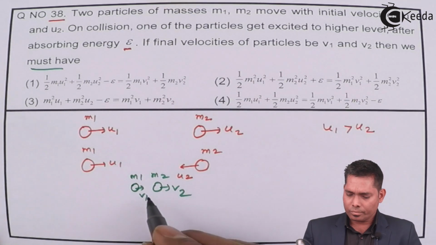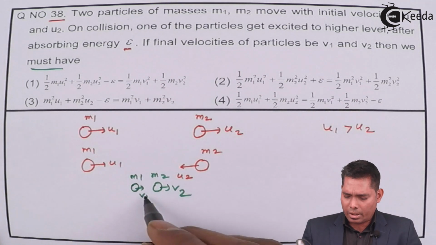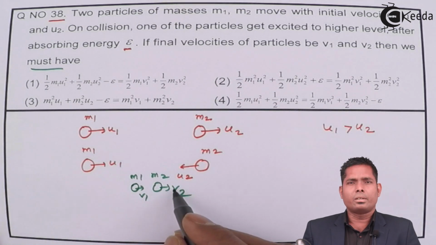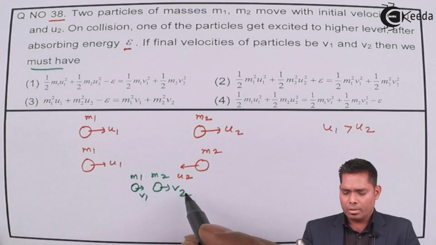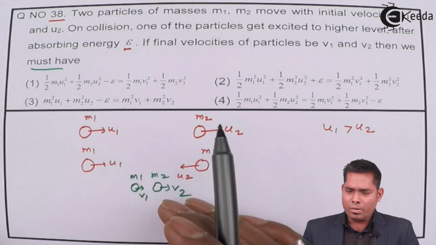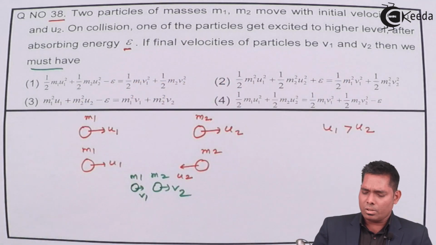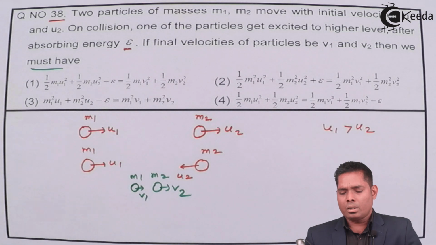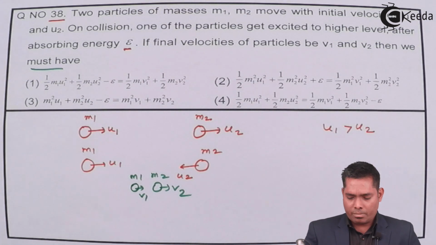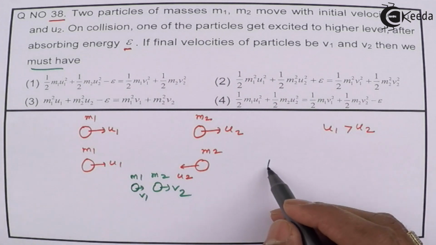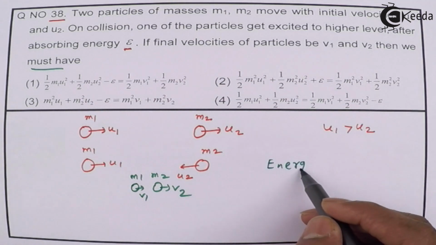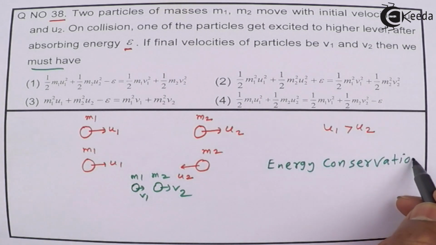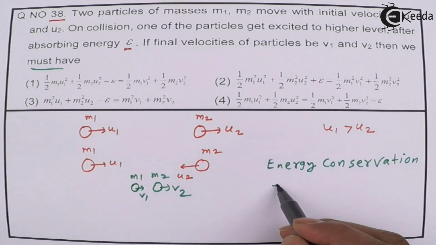Therefore here the kinetic energy is half m1 v1 square, and here it is half m2 v2 square. So basically the options given are about how to write the energy equation. Basically he is concerned with the energy conservation equation.